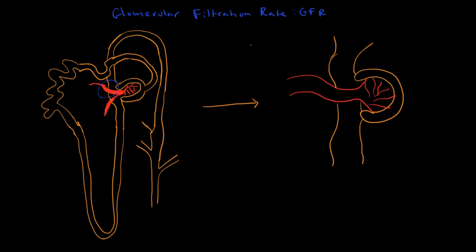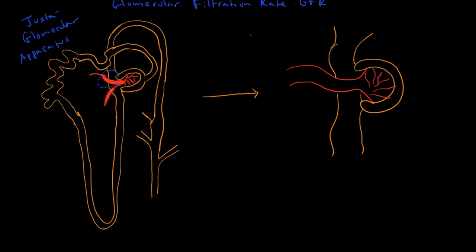In order to make sure that blood pressure is where it's supposed to be, the nephron has what's called the juxtaglomerular apparatus. This apparatus will make sure that blood pressure is where it's supposed to be so that filtration is happening properly.